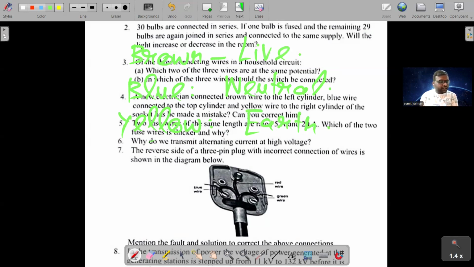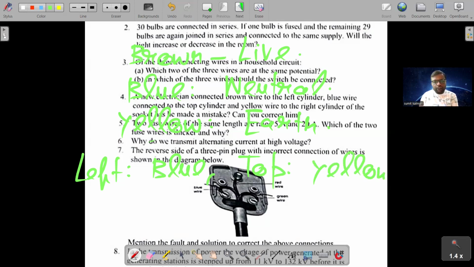So students, which is the left terminal? Neutral wire. So for left we use the blue color wire, and top is earth, so at the top we will use the yellow color wire. And students, on the right we connect the live wire, so on the right we will use the brown wire.